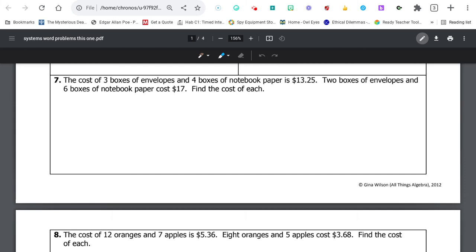All right, let's start on number 7. It says the cost of 3 boxes of envelopes and 4 boxes of notebook paper is $13.25. The 2 boxes of envelopes and 6 boxes of notebook paper cost $17.